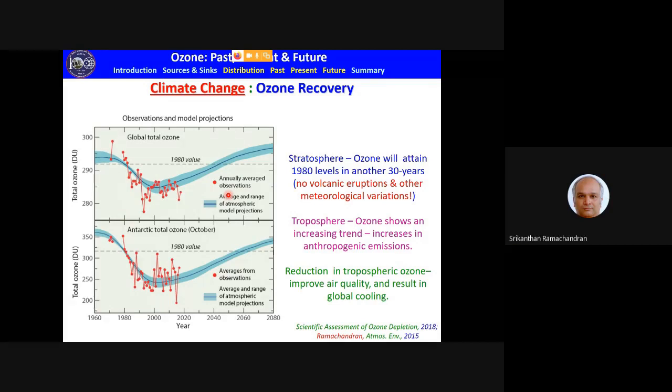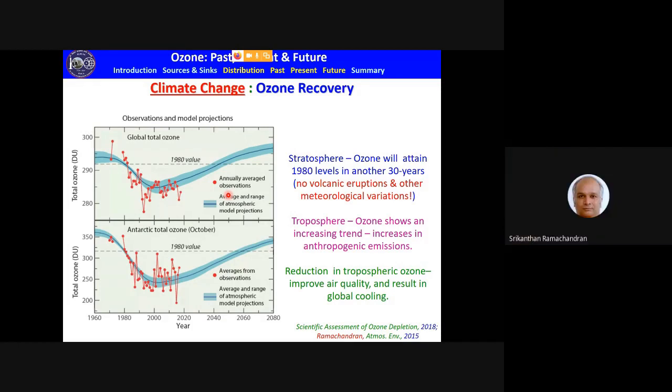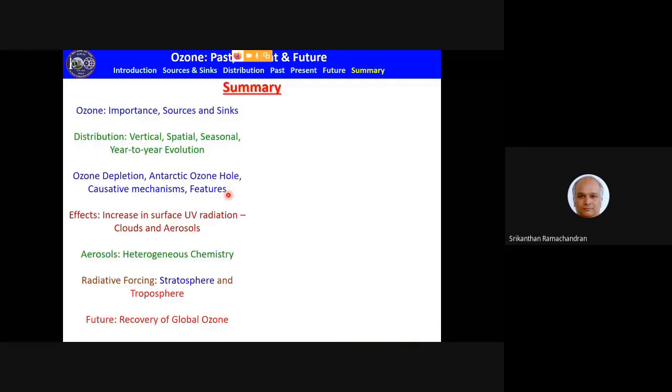One additional benefit of reducing the ozone in the troposphere is that it will improve the air quality, because typically the smoky or foggy conditions arise because of these emissions and the formation of ozone. So it will improve air quality and it also results in global cooling because, as we saw before, the ozone present in the troposphere is contributing to warming the Earth's atmosphere. So to summarize, we began with an introduction on ozone.